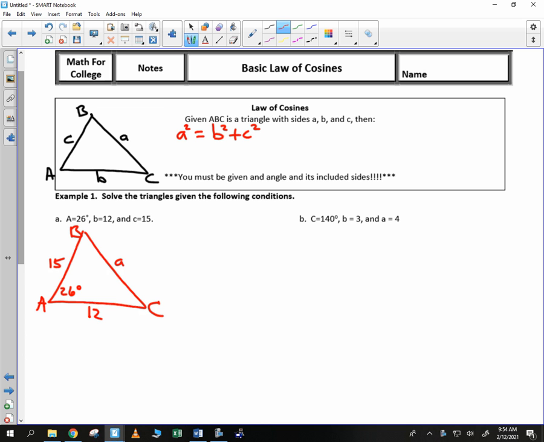Looks familiar, doesn't it? Almost looks like the Pythagorean theorem. However, there's a slight change. Minus, and we take 2 times b times c, and then times the cosine of angle A. Looks like a lot, doesn't it? It starts off kind of like the Pythagorean theorem, but then you've got that subtraction piece there.